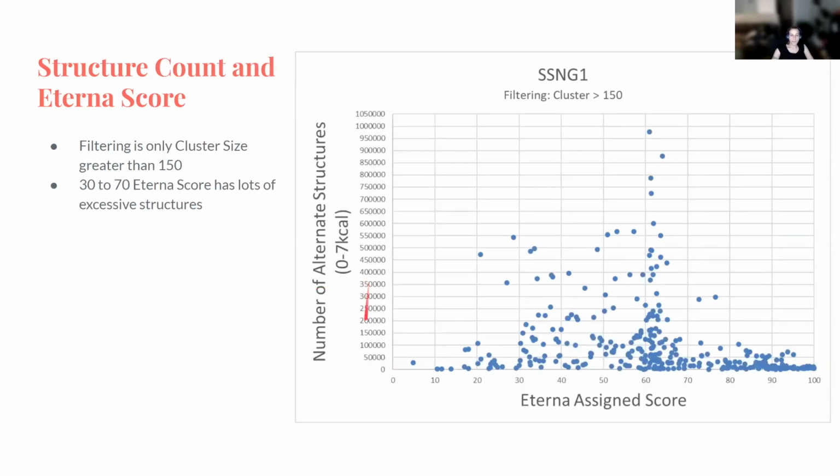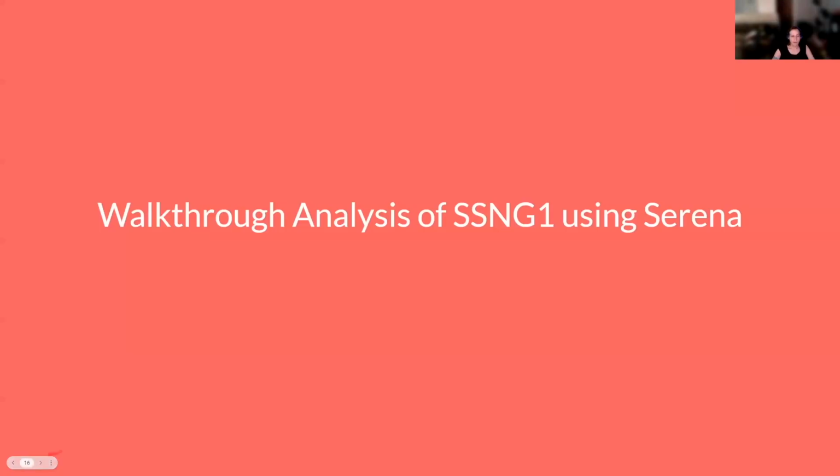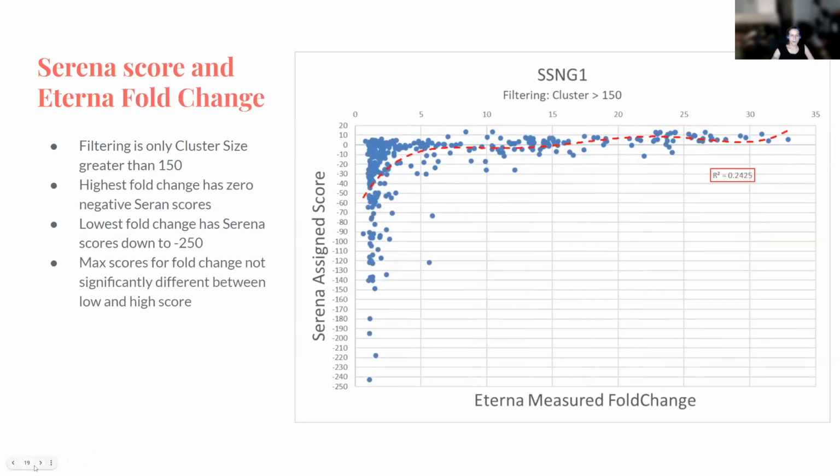And now if you look at the number of alternate structures, you notice that the Eterna score has a whole bunch of alternate structures for the scores between 30 and 70, because that's actually something that Serena keeps track of. And as I mentioned, I was penalizing alternate structures. So that is the reason for this, because I penalize those so much that it just pulls it down.